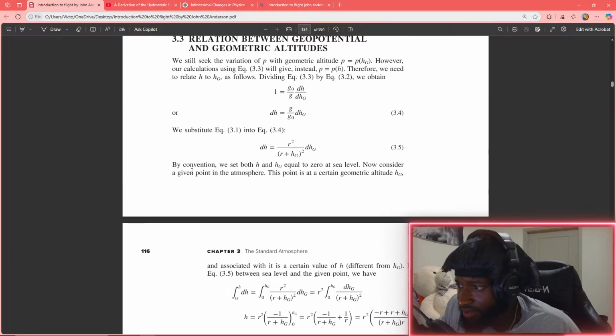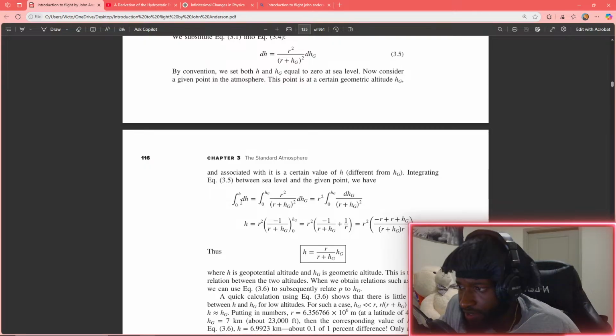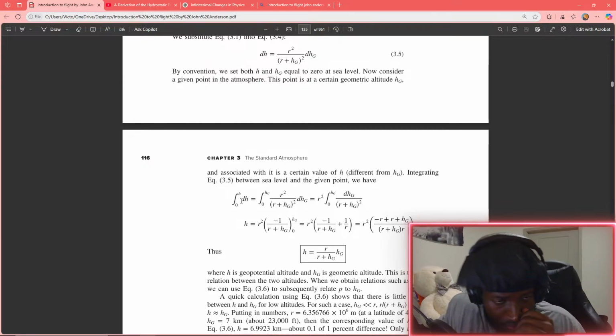Okay, I got that. h equals 0 at sea level. Now consider a given point in the atmosphere. This point has a certain geometric altitude, and associated with it is a certain value of h, different from hg. Integrating equation 3.5 between sea level and a given point, we have g dh.